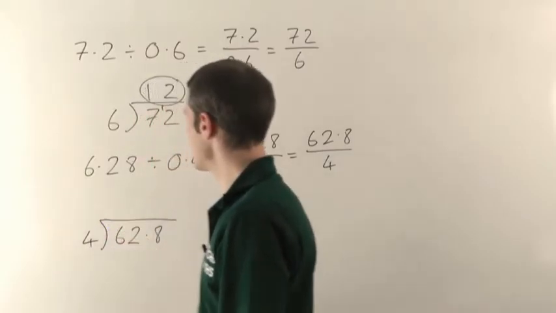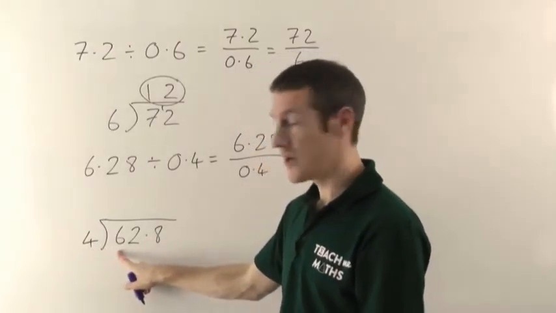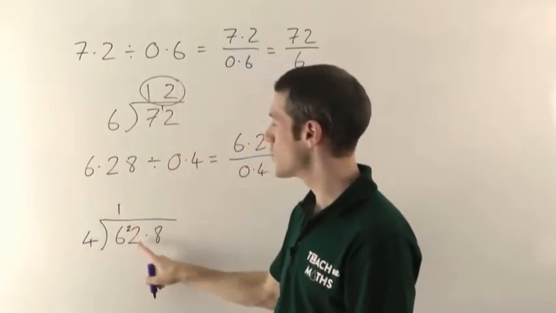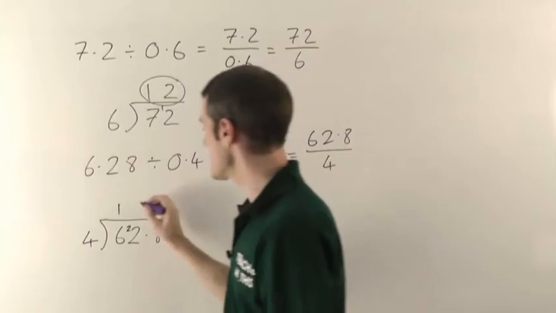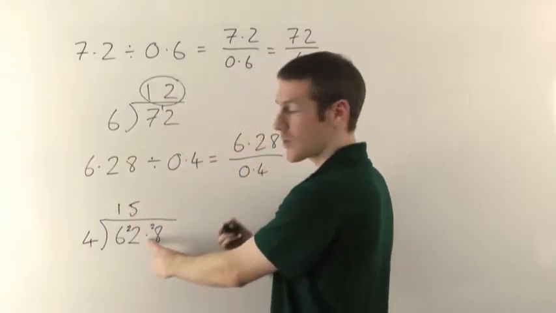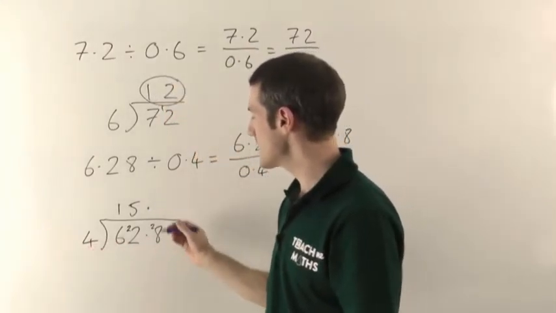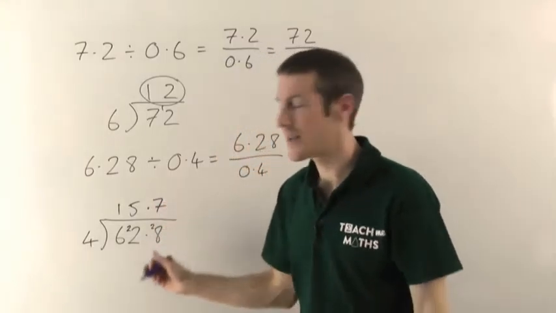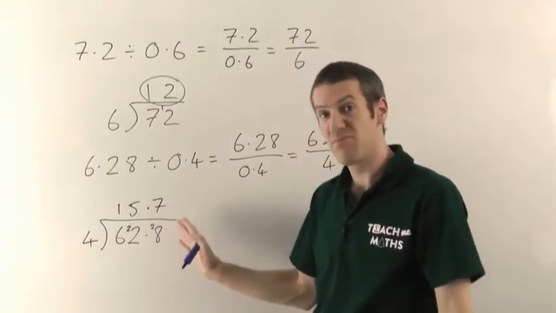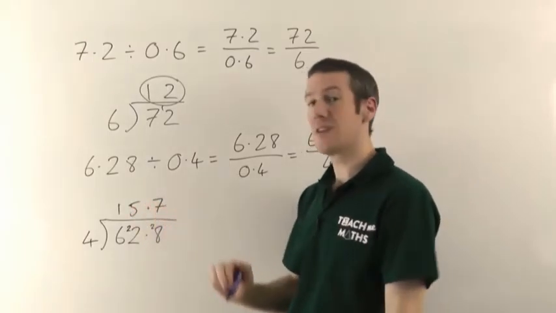62.8. The only difference here is you've got the decimal point here, but it's very easy to deal with. So 4s into 6 go once, remainder 2. 4s into 22, well that's going to go 5 times. The remainder is going to be 2, that pops onto here. And where the decimal point is in the question, you're going to have one directly above in the answer. 4s into 28, go 7 times, so the final answer here is 15.7. As long as everything lines up properly, you'll be absolutely fine. So 6.28 divided by 0.4 is 15.7.